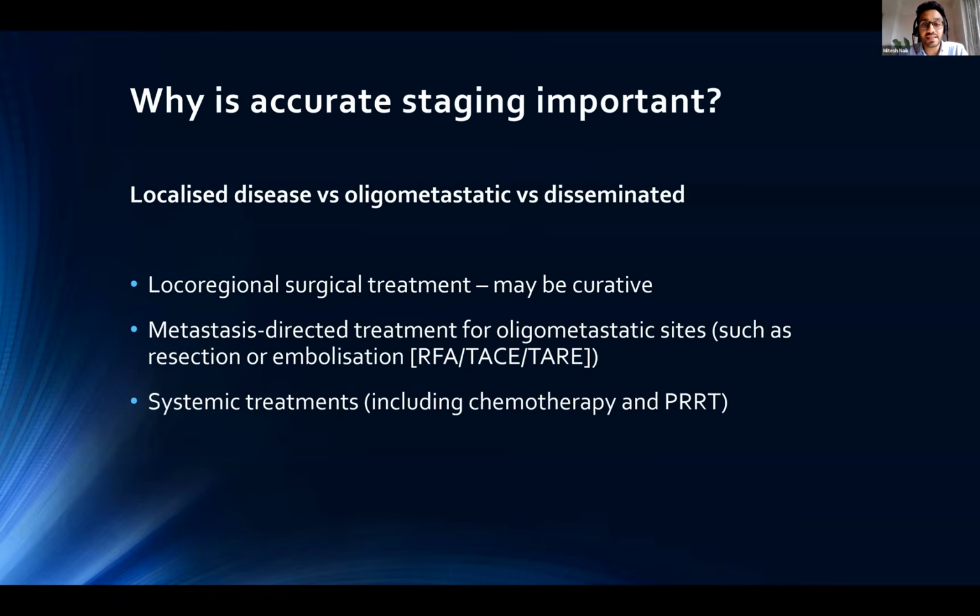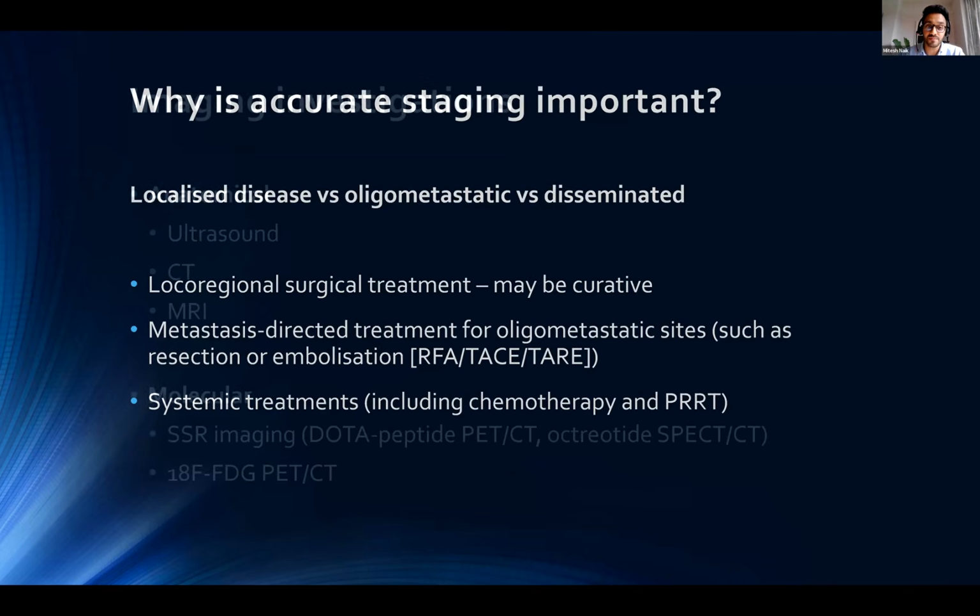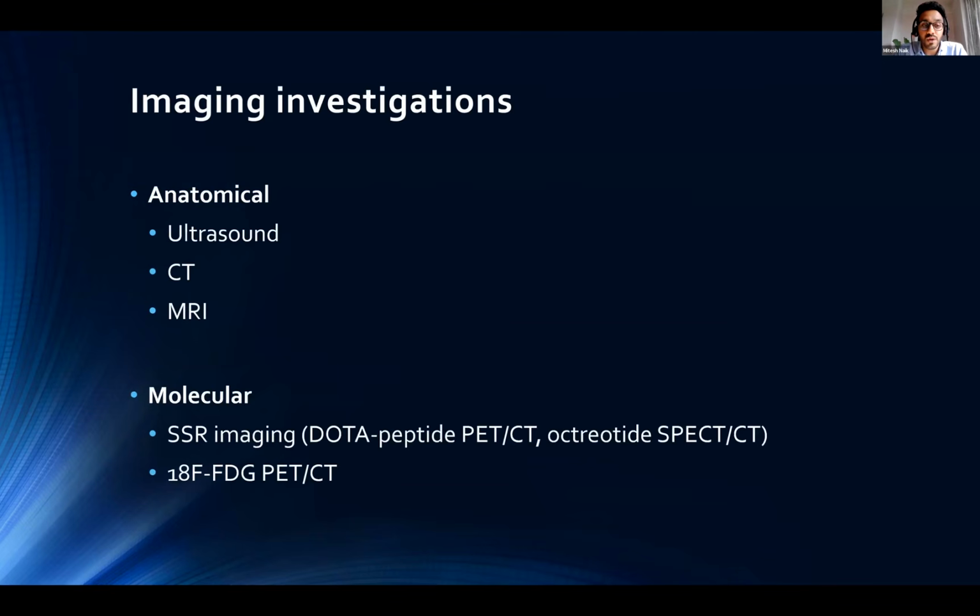So I've touched on this already. Why is accurate staging important? We want to determine whether or not the patient is suitable for curative treatments, for metastasis-directed treatments, which are expanding quite rapidly. So, for example, liver-directed treatments, embolization, chemoembolization and radioembolization, and also systemic treatments. So I'll now go in turn to describe the strengths and weaknesses of each of the modalities I've got displayed on this slide. We'll start off with ultrasound.